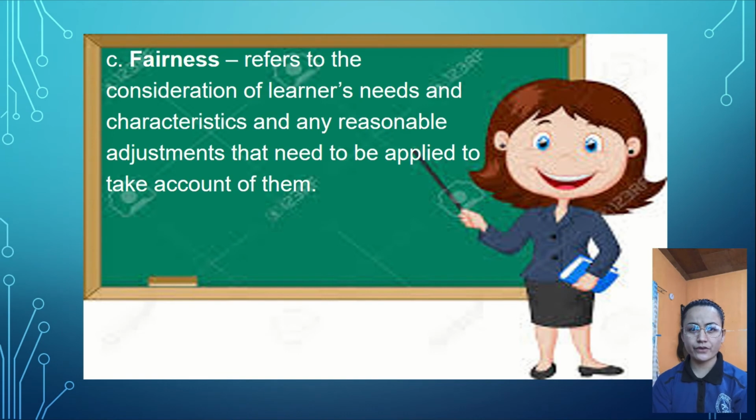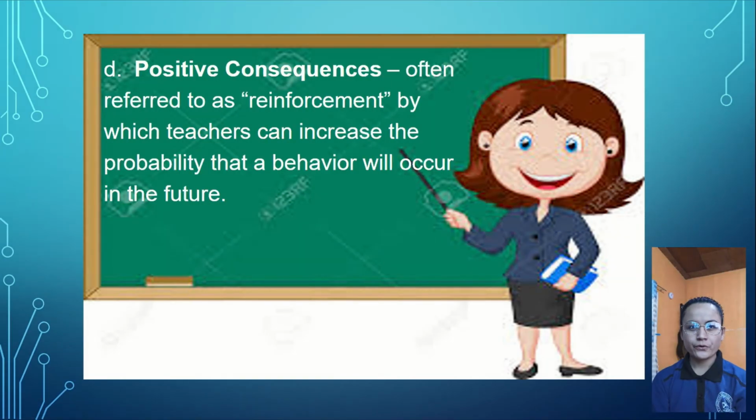Third is fairness. It is important to ensure that the learner is informed about, understands, and is able to participate in the assessment process and agrees that the process is appropriate. Fourth is positive consequences. When a teacher gives the students a compliment or reward, there is a potentiality that the students will improve their motivation and self-esteem.